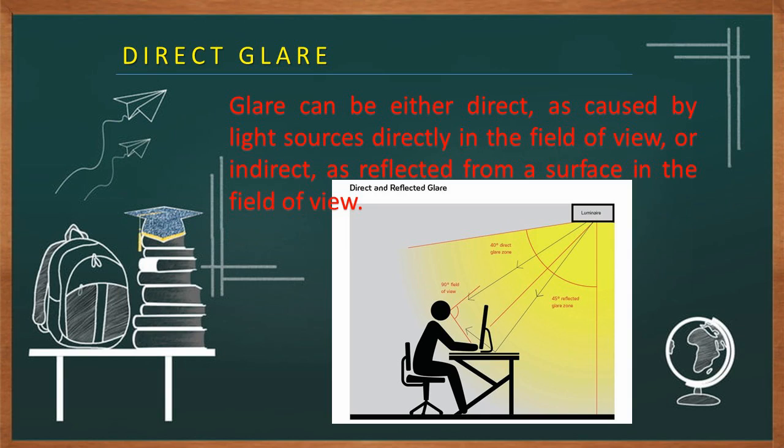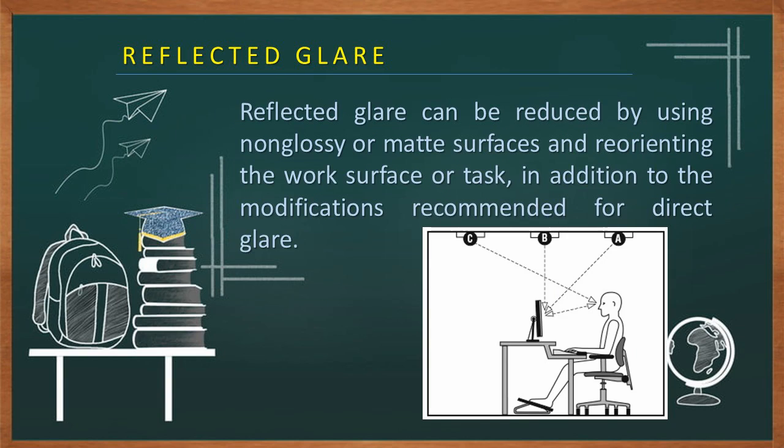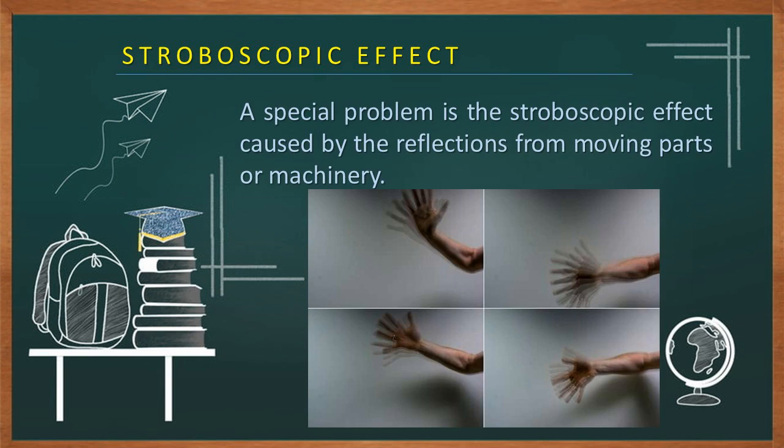Direct glare can be reduced by using more luminaires with lower intensities, using baffles or diffusers on luminaires, placing the work surface perpendicular to the light source, and increasing overall background lighting so as to decrease the contrast. Reflected glare can be reduced by using non-glossy or matte surfaces and reorienting the work surface or task, in addition to the modifications recommended for direct glare.